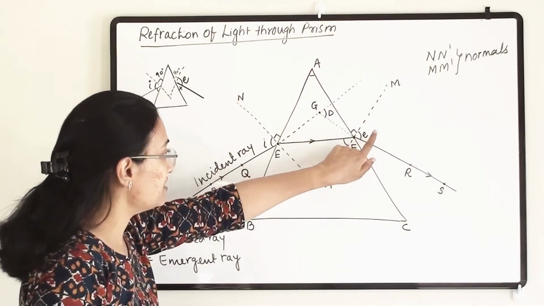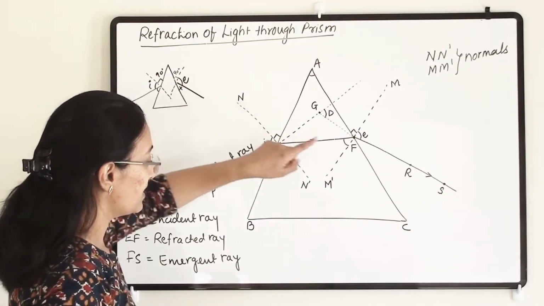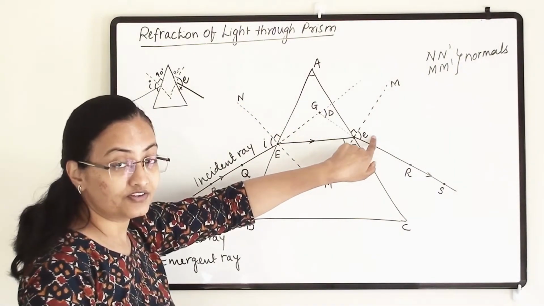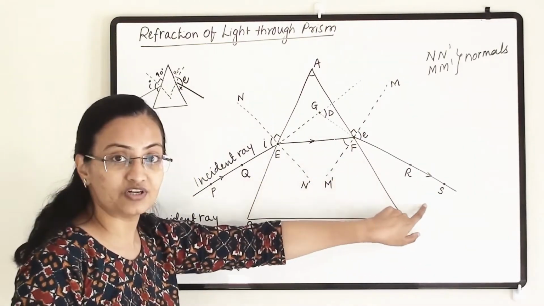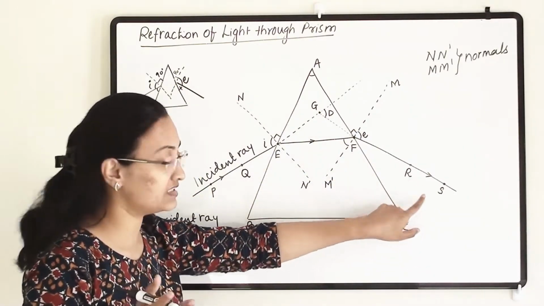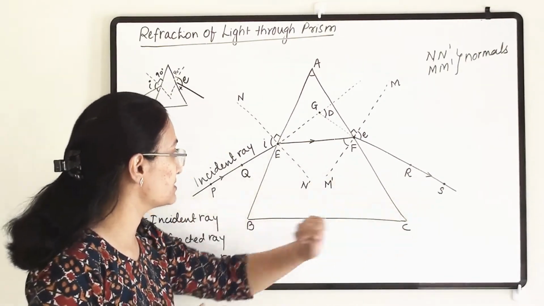So this is our angle of emergence, and this is our angle of incidence. At this angle the ray is coming out, and this is the emergent ray. Why is it the emergent ray? Because it is emerging like this after bending. After refraction it is coming out like this.